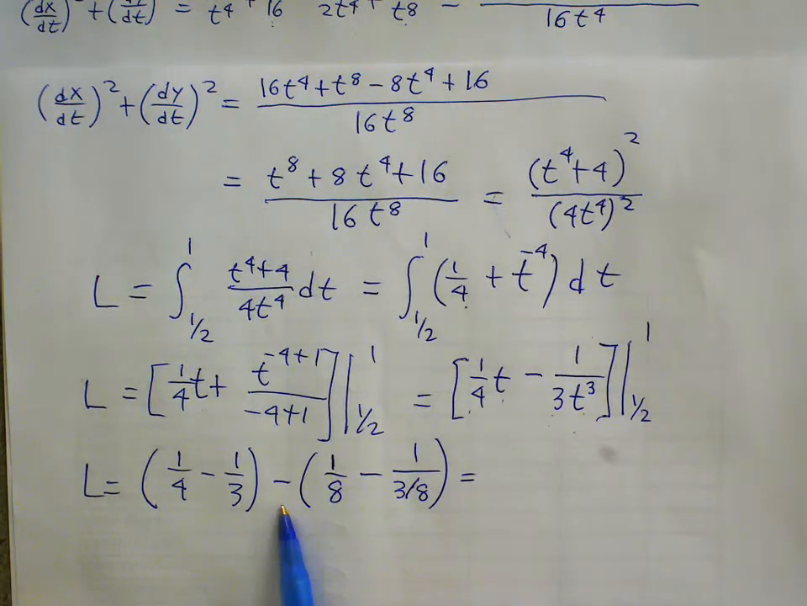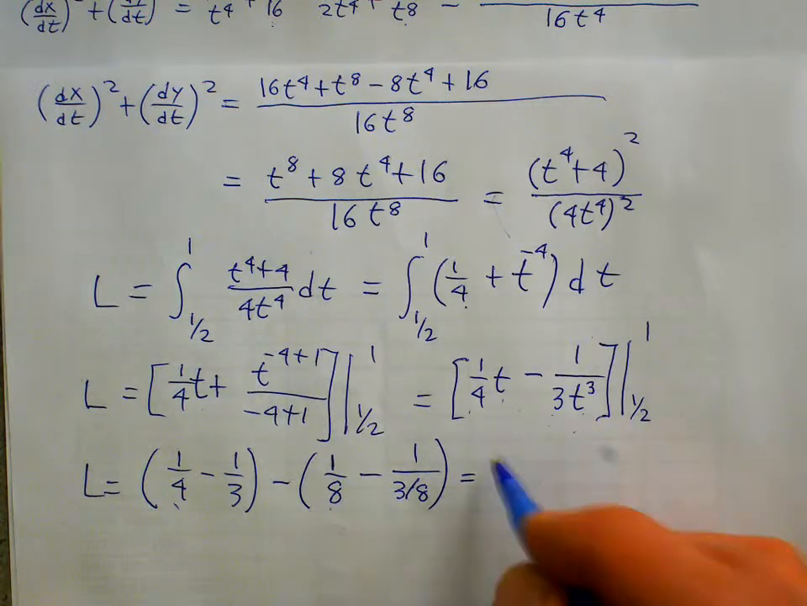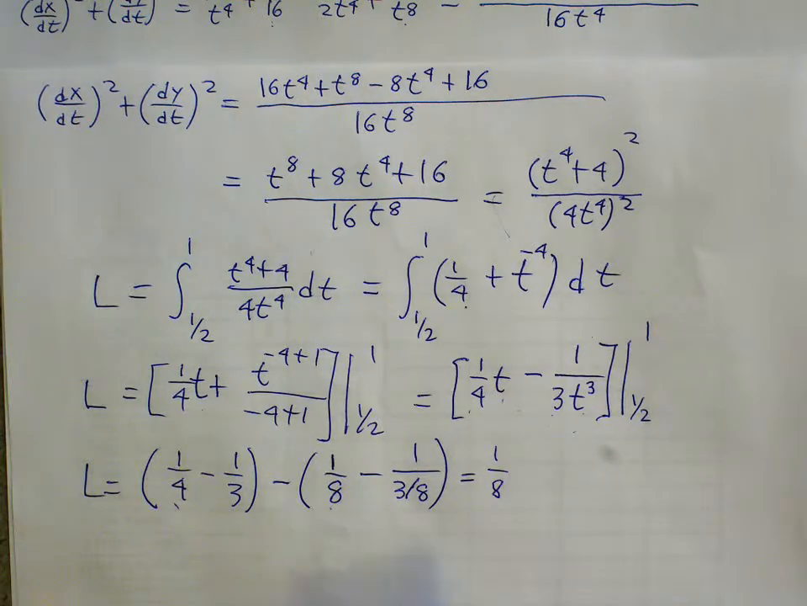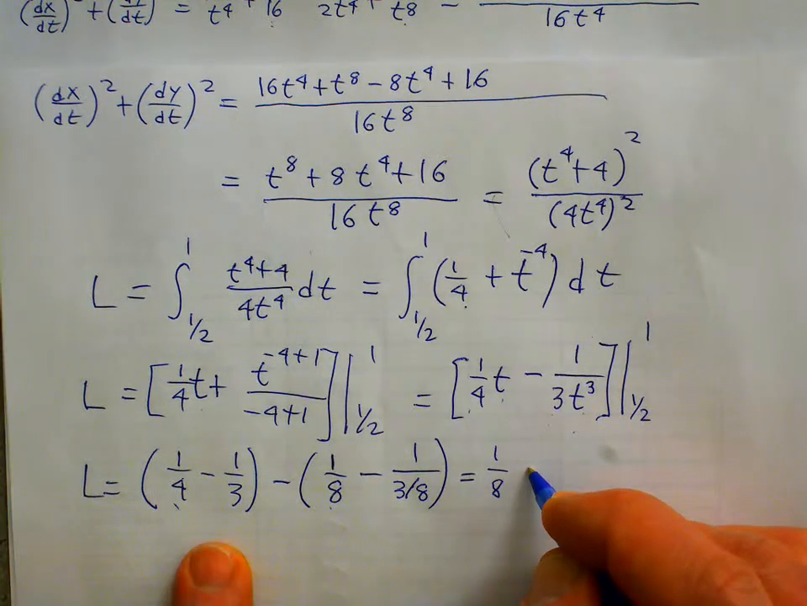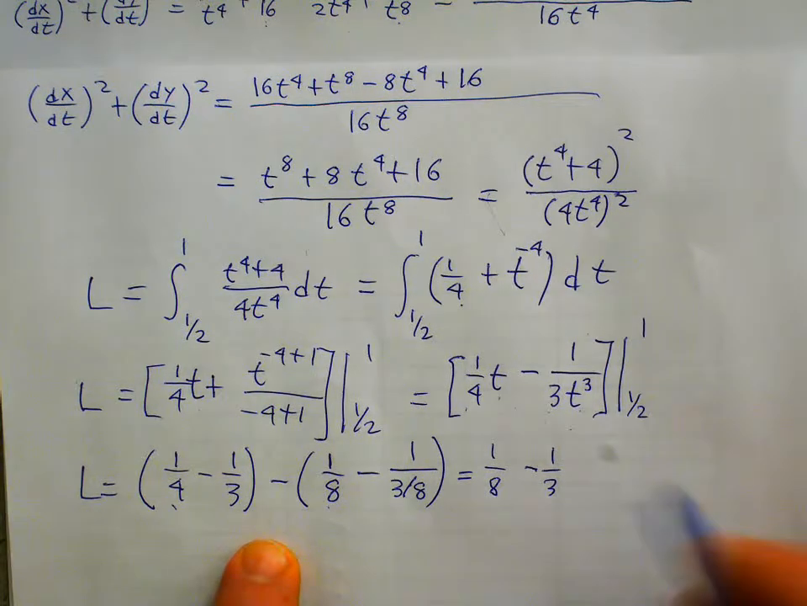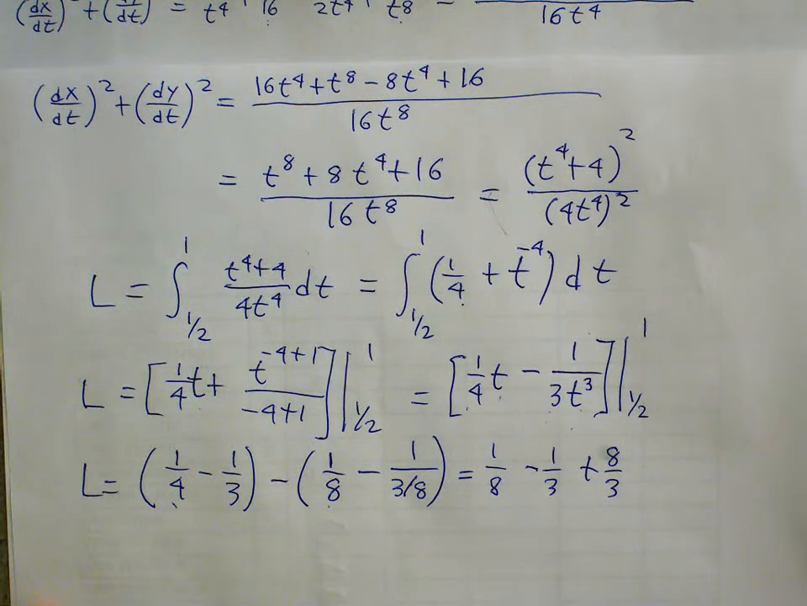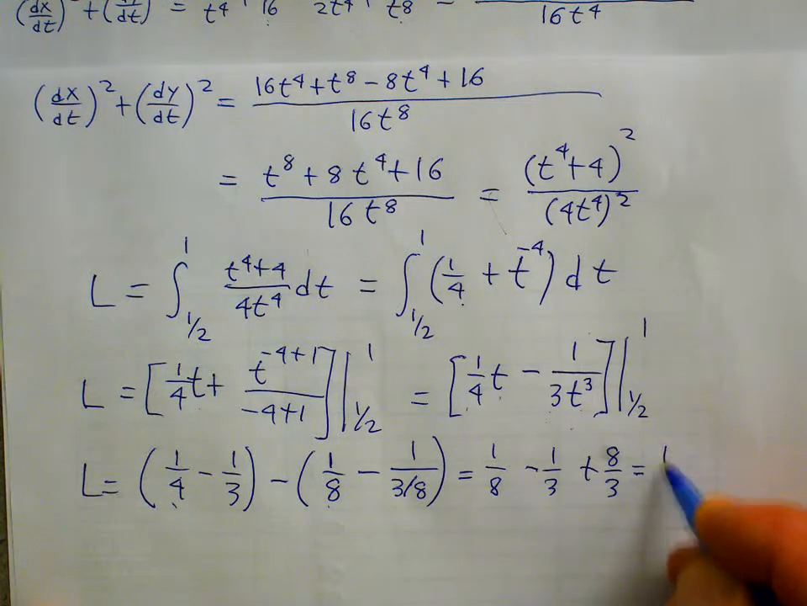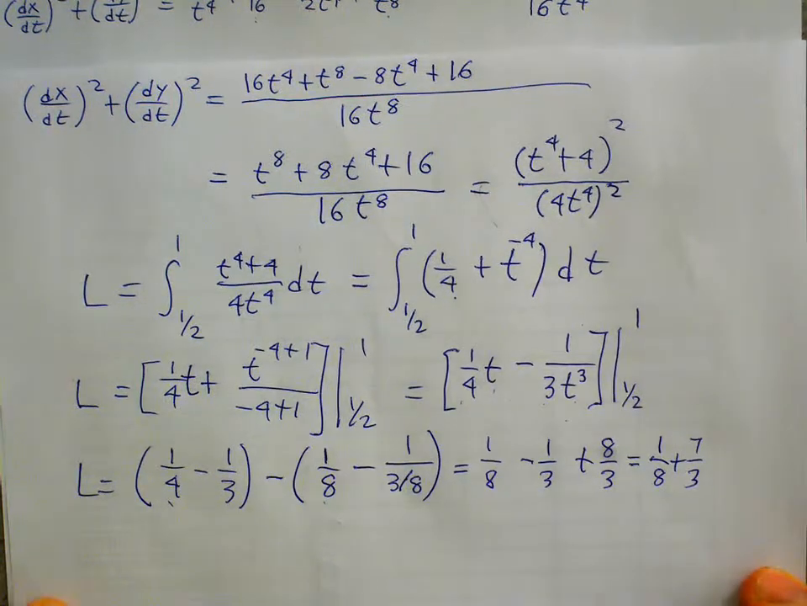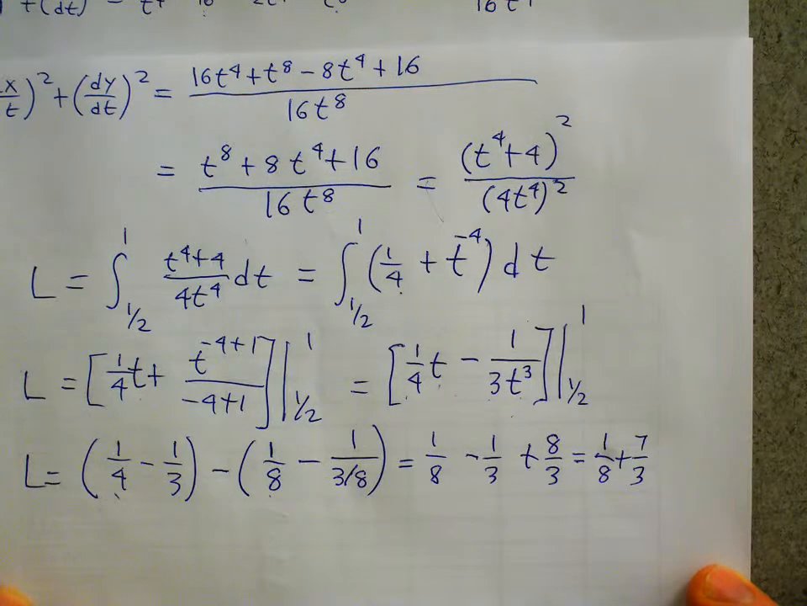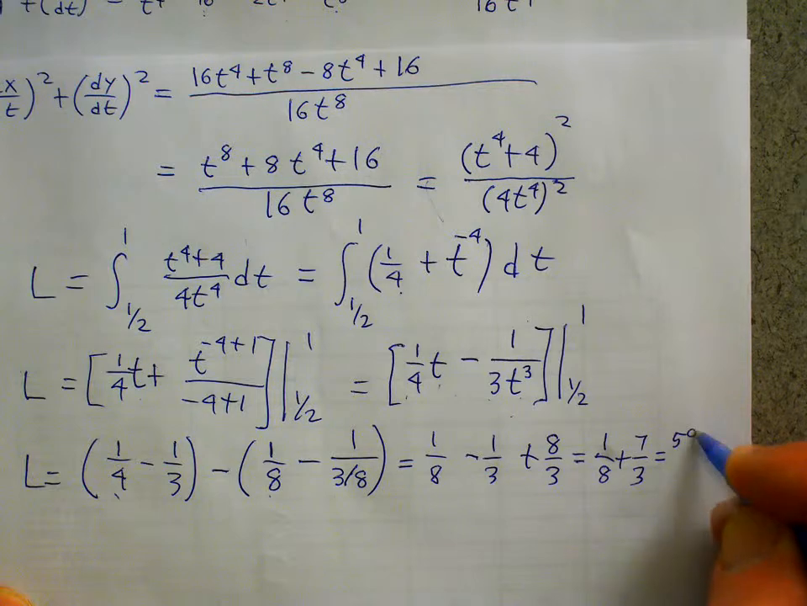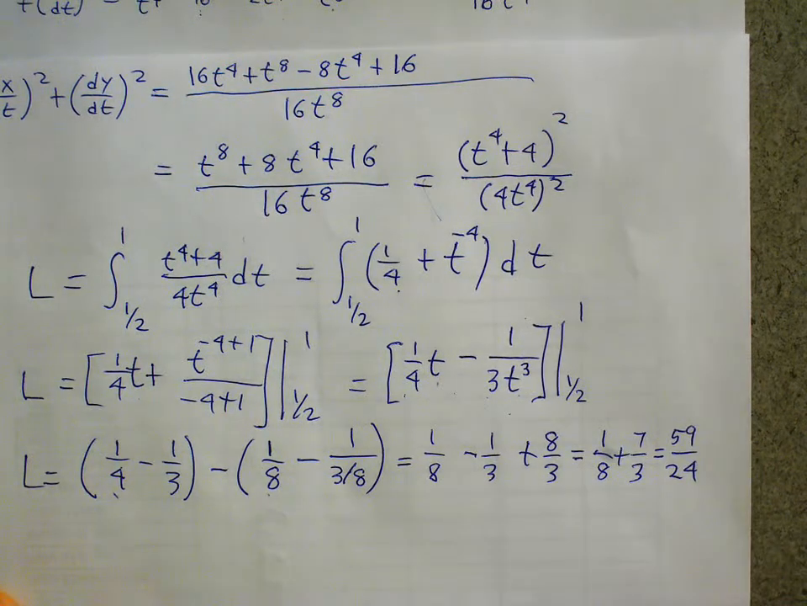So 1/4 minus 1/8, this part is going to simplify to 1/8. And let's go ahead and write the rest, minus 1/3, and then plus 8/3, because 1 divided by 3/8 is 8/3. So we get 1/8 plus 7/3, or 59/24 for the arc length on that one.